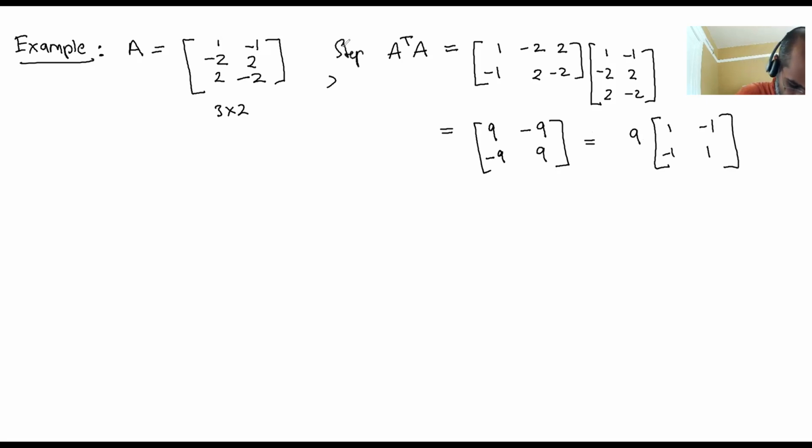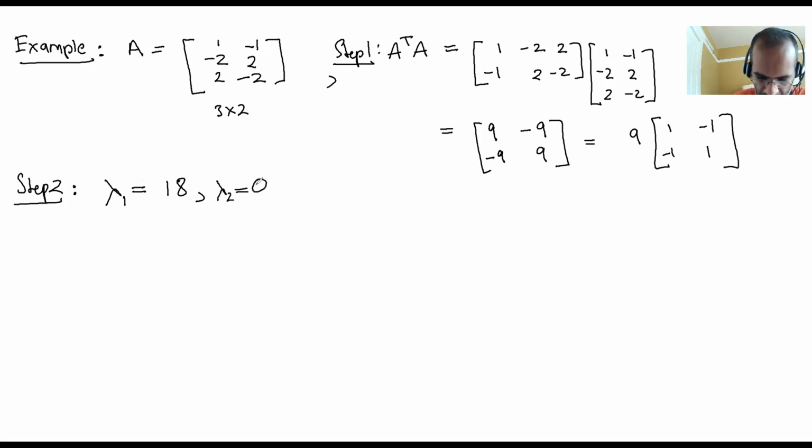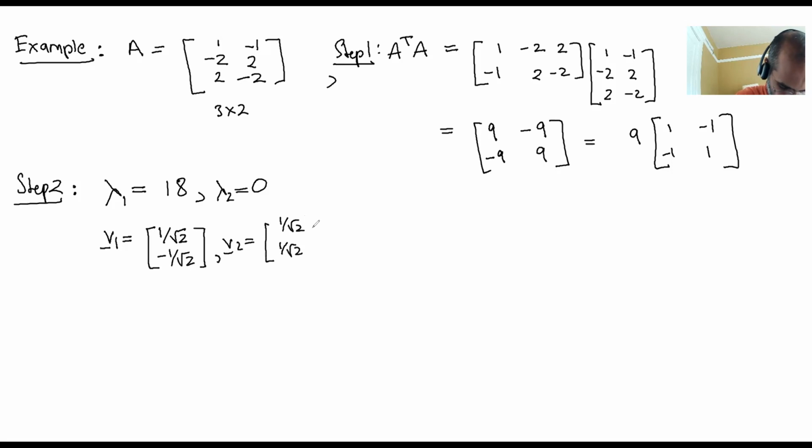So step one is to form A transpose A. Step two is to find the eigenvalues and eigenvectors, which we already did. So the eigenvalues turn out to be 18 and 0. So lambda 1 is 18, lambda 2 is 0. And we found an orthonormal basis of eigenvectors in the previous lecture, which I'll just remind you: V1 is 1 over square root 2, minus 1 over square root 2. And V2 is 1 over square root 2, 1 over square root 2. These square root 2s are there because I want to normalize these to be unit vectors.